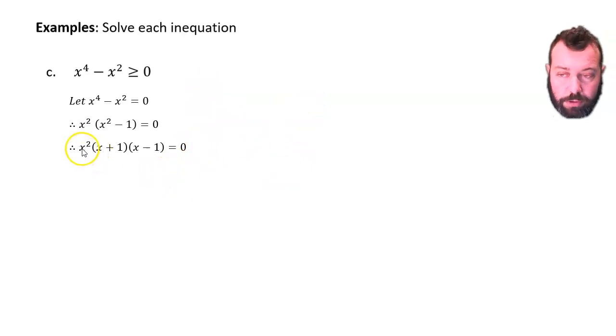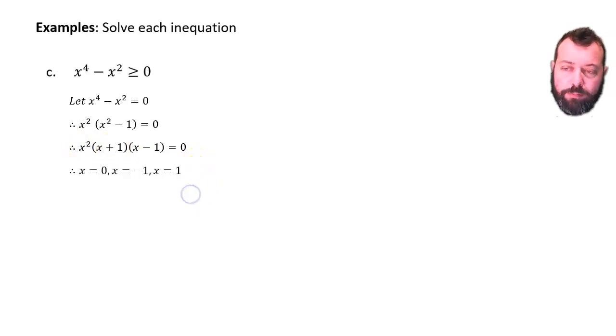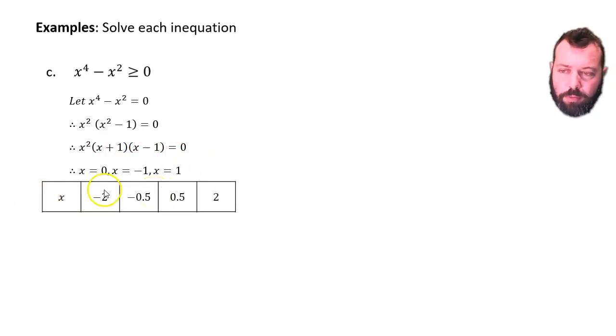I know I've got roots at 0, -1 and 1. So let's look at values less than -1, between -1 and 0, between 0 and 1, and greater than 1. Right, so they're my roots. We want to look at numbers that are between all of the roots and also beyond each of the roots. So I've chosen -2, -half, half, and 2. They're pretty much the easiest numbers I could choose that weren't roots themselves.